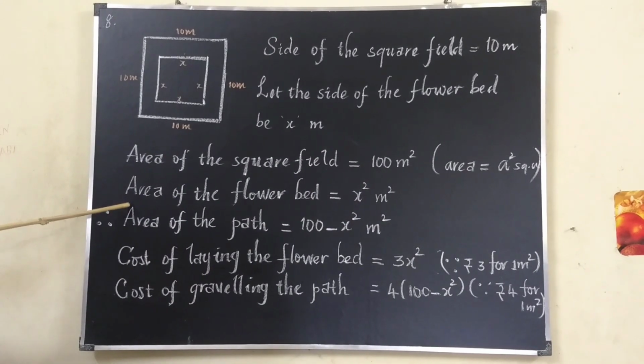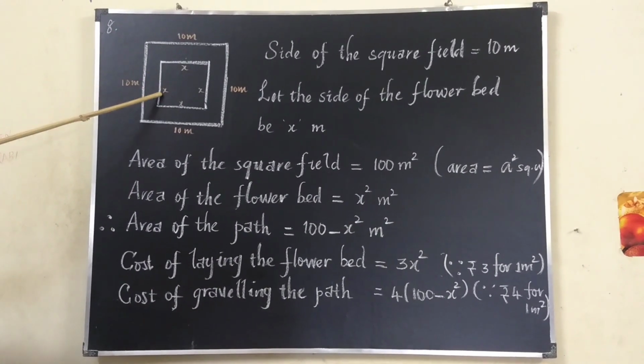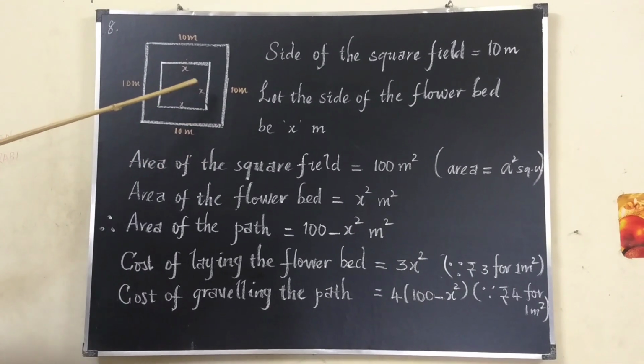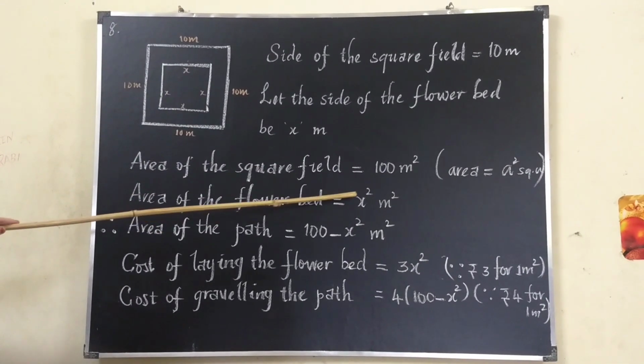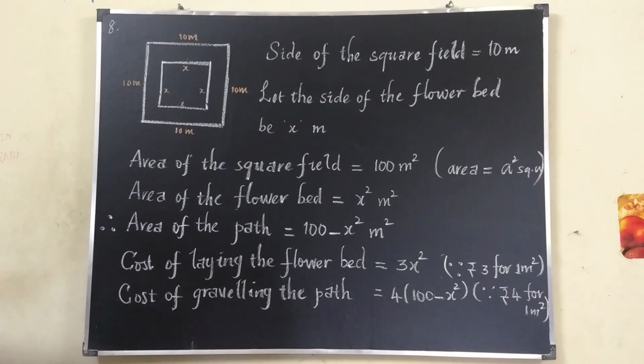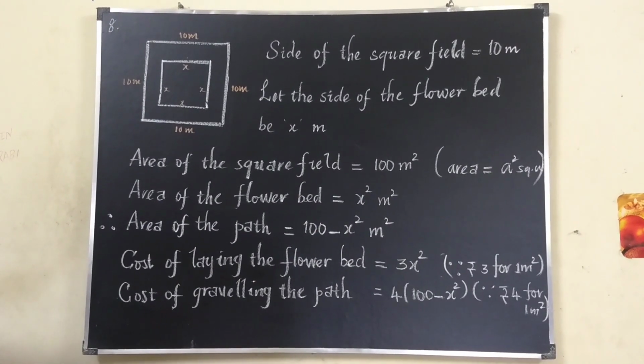And the area of the flower bed: what is the side of the flower bed? x meter. That is also in the shape of a square. So the area of the flower bed is equal to x square meter square.